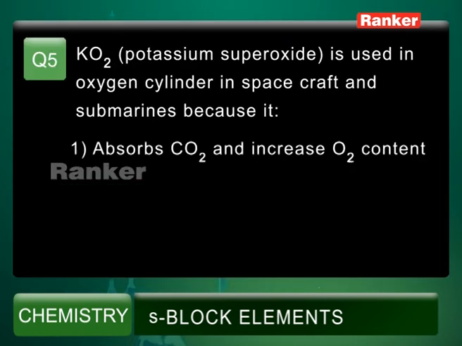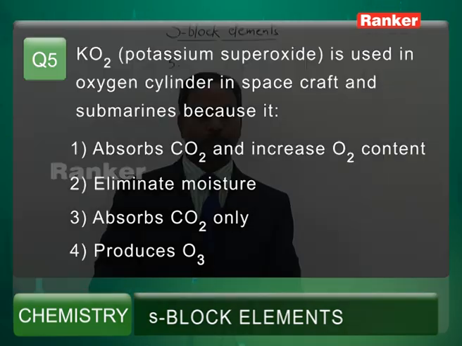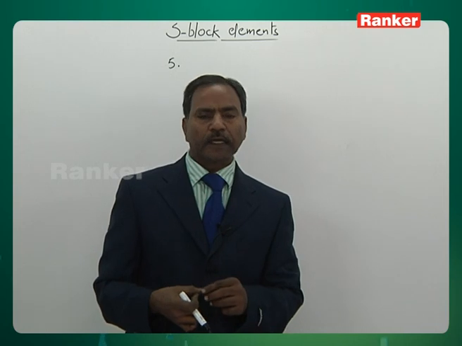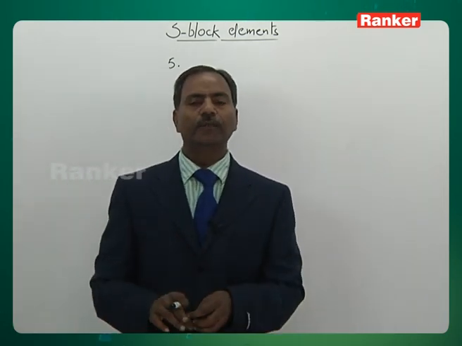Question number 5, KO2, potassium superoxide, is used in oxygen cylinders in spacecraft and submarines because it: option A, absorbs CO2 and increases O2 content. Second, eliminates moisture. Third, absorbs CO2 only. Fourth, produces O3. Now, KO2 reacts with CO2, increasing the O2 content.